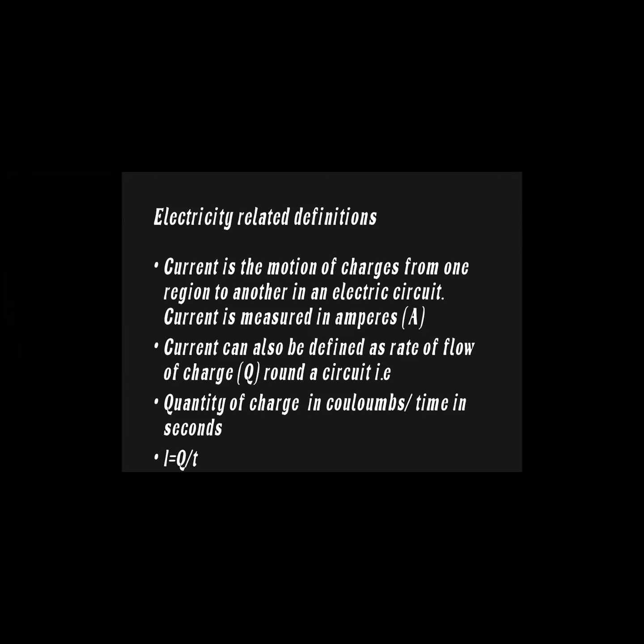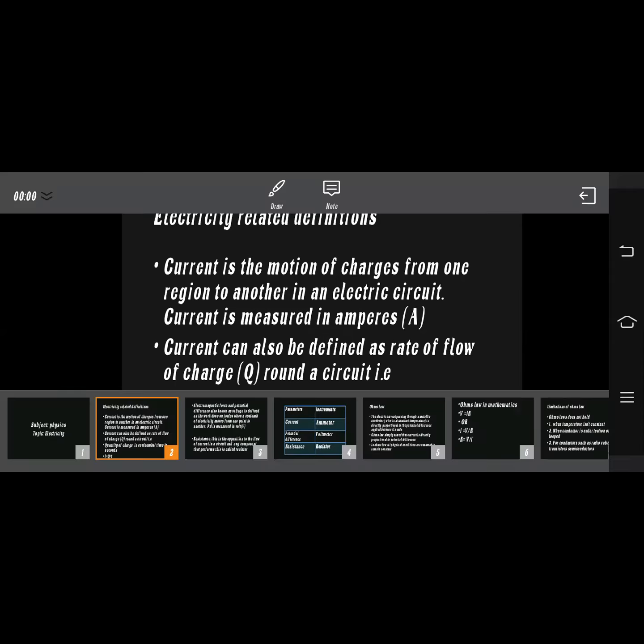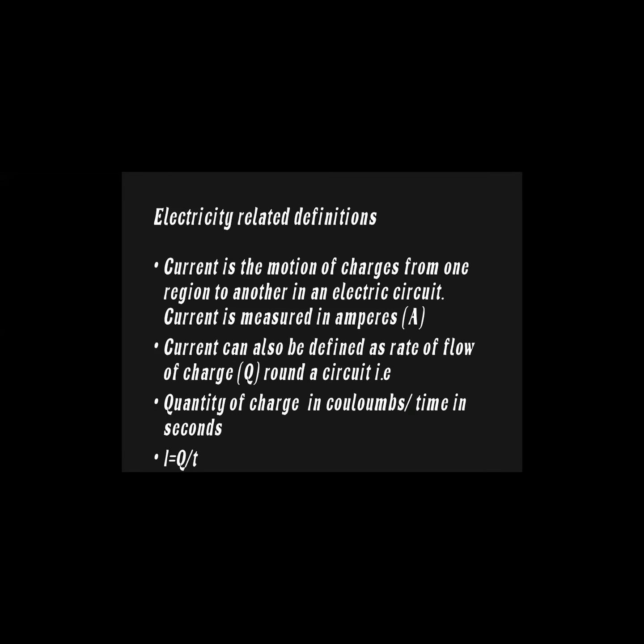So if you are given a typical OBJ question in WAEC, and you are asked that the rate of flow of charge in a circuit is what? It is the current. Because we should not always expect that questions will come directly. Then the quantity of charge is measured in coulombs. So it is Q over T. Current can also be calculated as Q over T, quantity of charge over time.